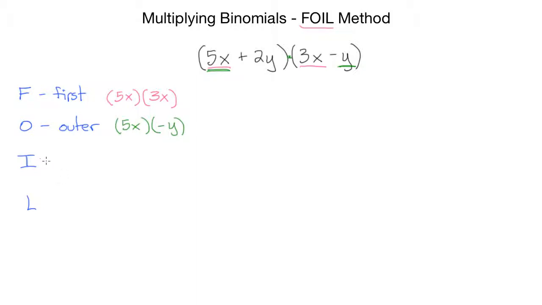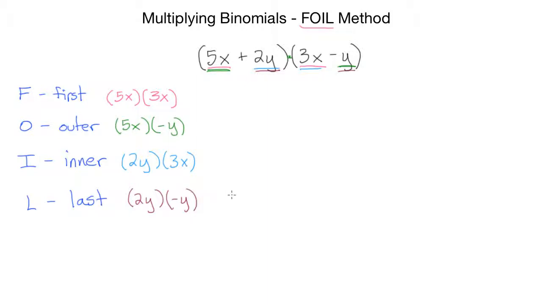If O is for outer, I is for inner. I need to multiply my inside two terms together. That's going to be 2y times 3x. And finally, L is for last, my last two terms. In this case, my last two terms are the 2y, the second one in this first binomial, and then negative y, the second one in the other binomial. So we've got 2y times negative y.